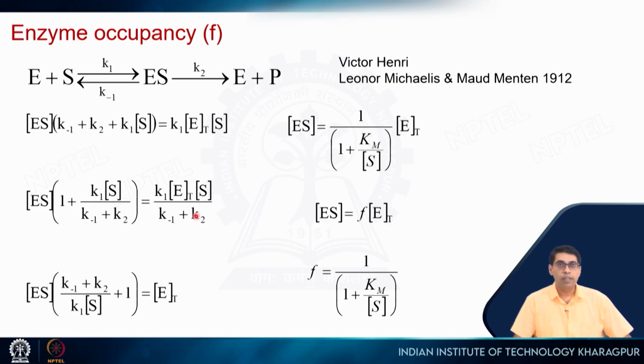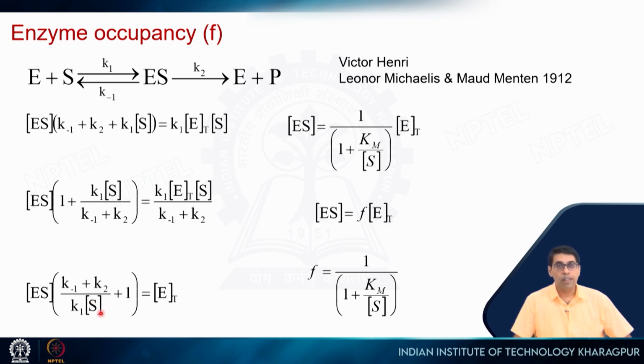Now, what we do is we take K minus 1 plus K2 divided by K1S, and we divide both sides. If we do that, then K minus 1 plus K2 goes to the numerator and K1S goes to the denominator. Here we are multiplying up and dividing, so that will cancel out. So, this becomes 1, and on this side also K1S and K minus 1 plus K2 cancel out. So, we are left with E total, the enzyme substrate complex multiplied by some constant.